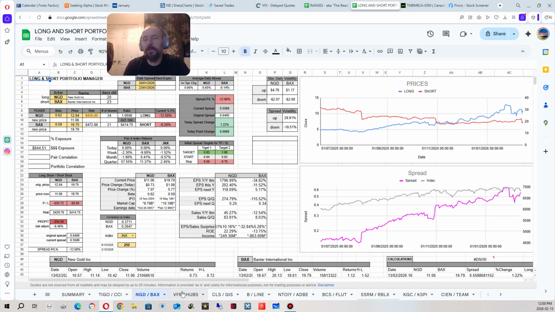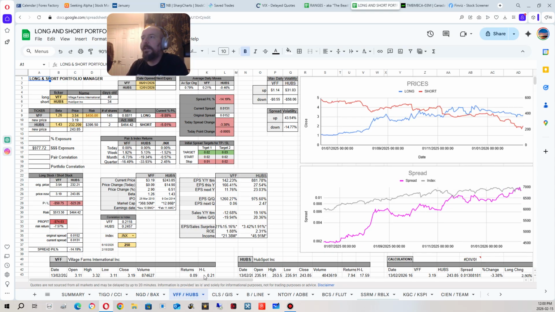And that holds true for everything I've done so far. People always get out at the wrong time when they're losing money, and they close stuff when they're winning money. It just makes no sense sometimes. Village Farms versus HubSpot. Both are just over a month old, negative 7.5%.